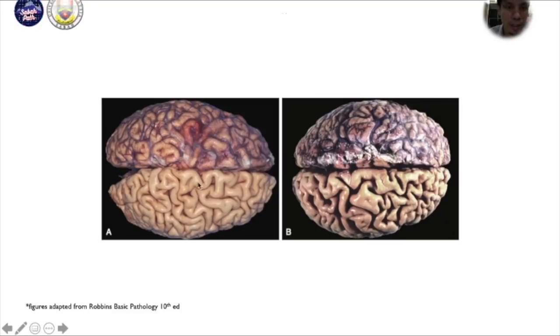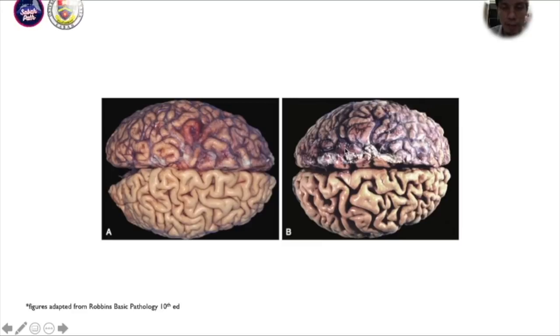This is a normal brain in an autopsy. So this is a brain with the meninges. This is the brain without the meninges. So the meninges is stripped out. So the folded area is the gyri. The indented area is the sulci.